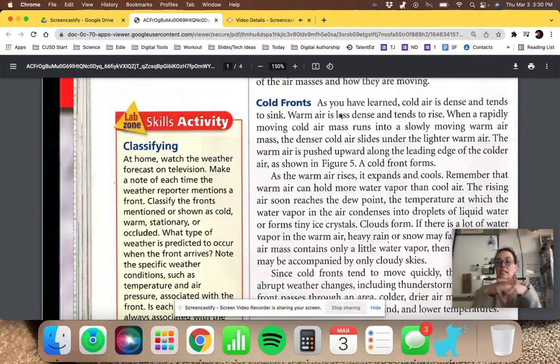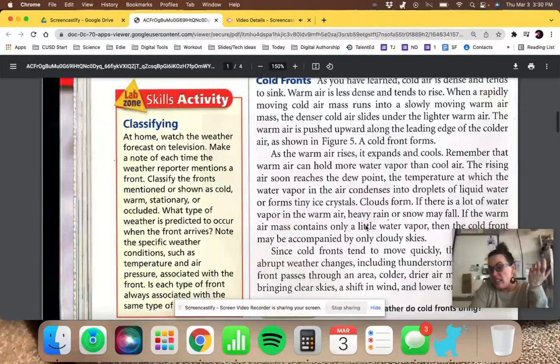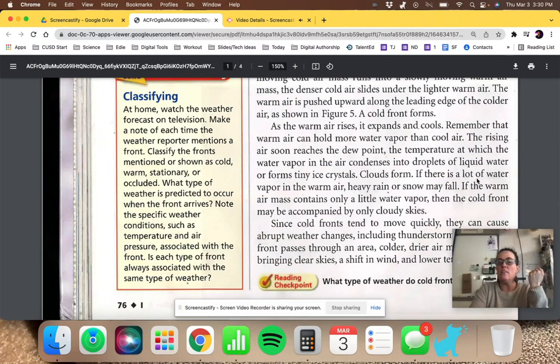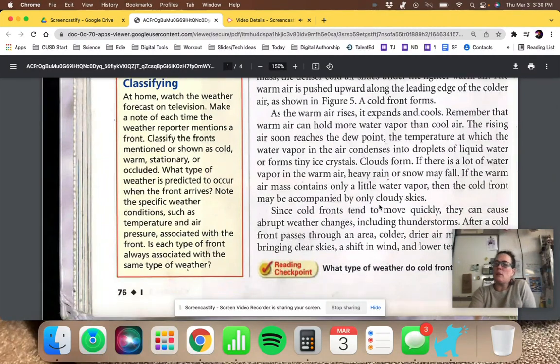As the warm air rises, because it's warmer air, it's holding more moisture. As it rises, it will cool. And because the warm air is holding more water vapor than the cool air, the rising air will reach the dew point, the temperature at which the water vapor in the air will condense into droplets of liquid water or form tiny ice crystals, which of course then is a cloud. Clouds form. If there's a lot of water vapor in the air, heavy rain or snow may fall. If the warm air mass contains only a little water vapor, then the cold front may only be accompanied by cloudy skies.